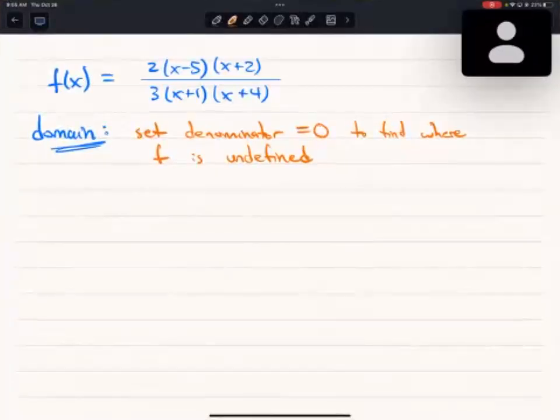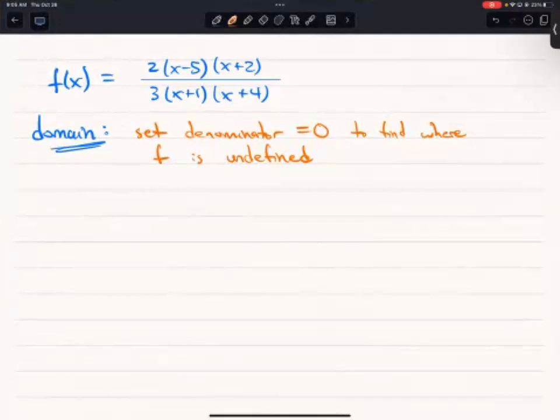Okay, so given a rational function, if we set the denominator equal to 0, that's going to tell us where the function is undefined, which tells us where it's discontinuous, which tells us then by looking at everywhere else, or the complement of that, where it is defined and finding the domain. So if you set the denominator equal to 0 here, what do you get?